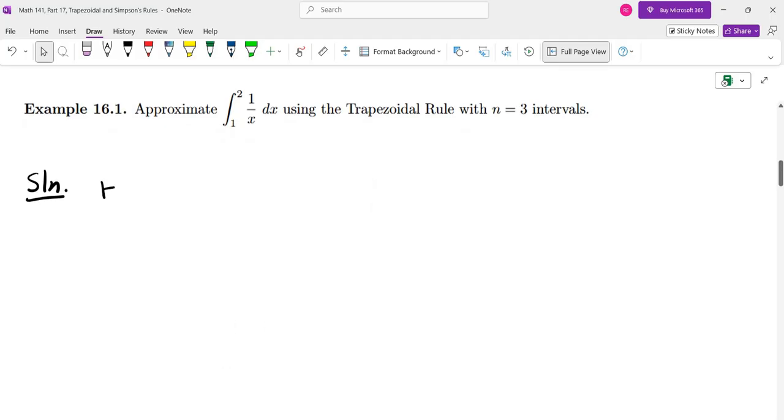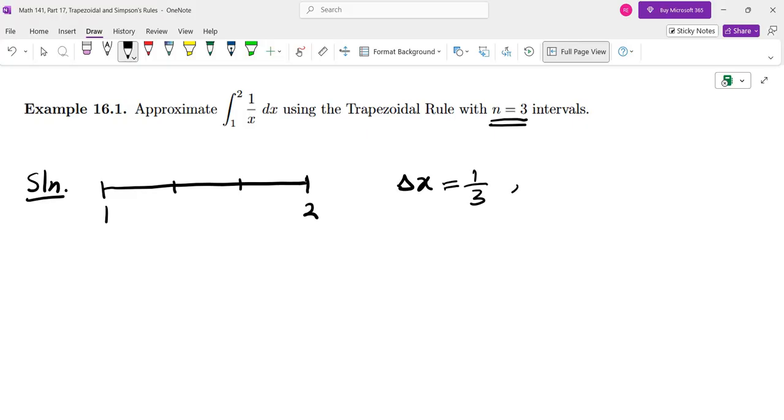So what we're going to do is take the interval from 1 to 2. We are going to divide it into 3 pieces because that's what they told us. So delta x would be basically 1/3. The function is 1 over x, b is 2, a is 1, and n is given as 3.